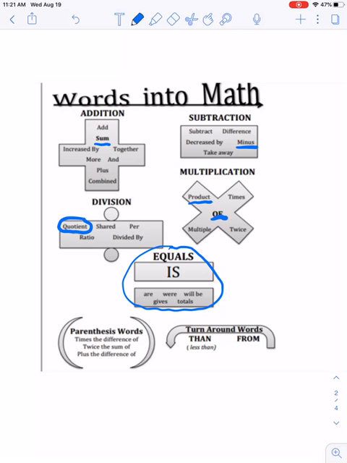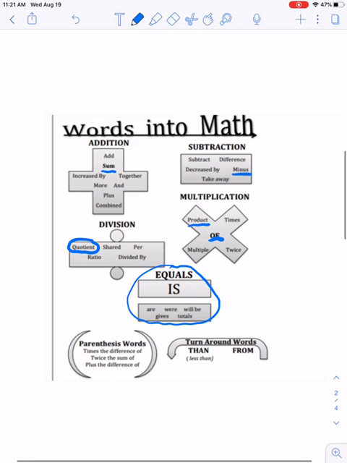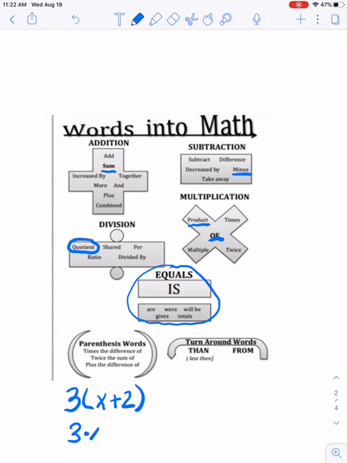On the bottom here, we have parenthesis words and turnaround words. Let's first talk about parenthesis words. Parenthesis words are used if we're trying to describe something like this here. Let's say we have 3(x + 2). What we're saying is we have to multiply 3 by what is in our parentheses. Oftentimes students like to say, well, it's 3 times x plus 2. But if you say just 3 times x plus 2 and I was writing that down, I would think 3 times x, plus 2. And these two things are not the same.